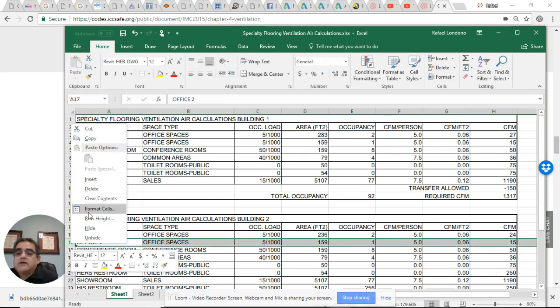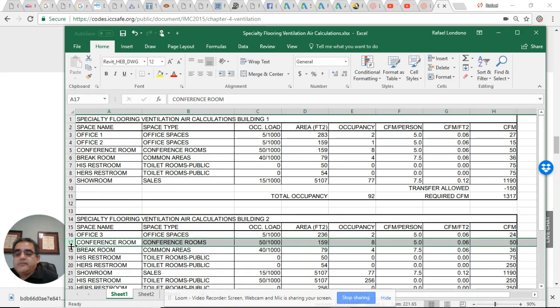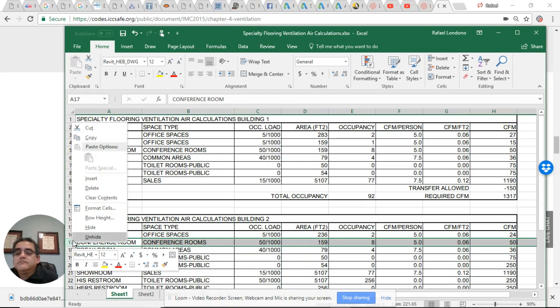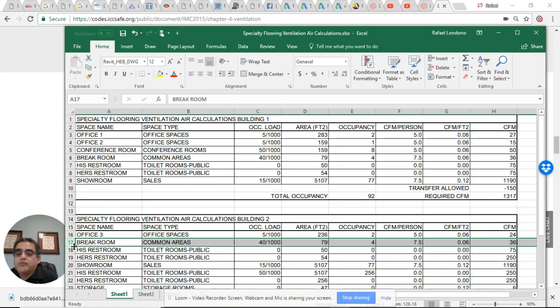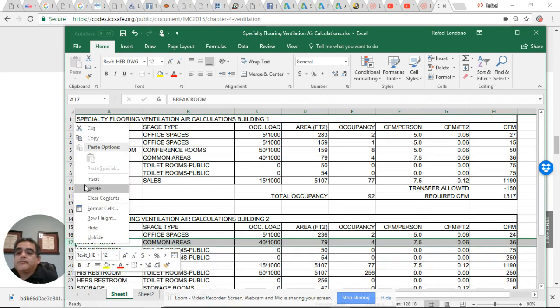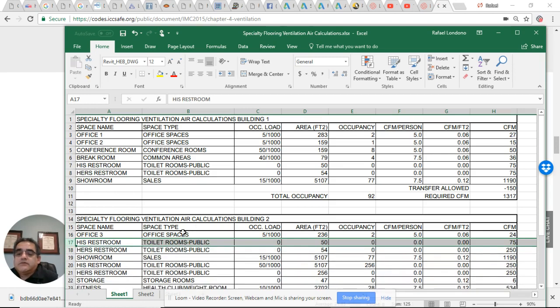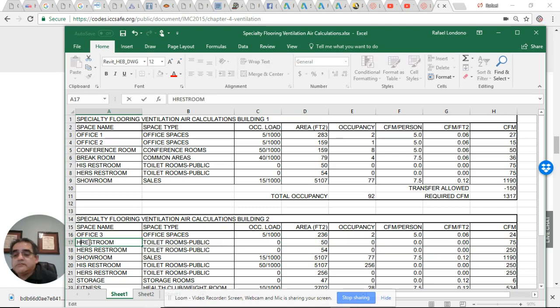Right click, hit delete, everything shifts up. We also don't have a conference room. Let's see, delete, everything shifts up. Break room, we don't have a break room. Delete, everything shifts up. And we just have restroom. It's unisex, right? I should have called them restroom 1, restroom 2, and restroom 3, which is what I did on the paper. So let's do that.